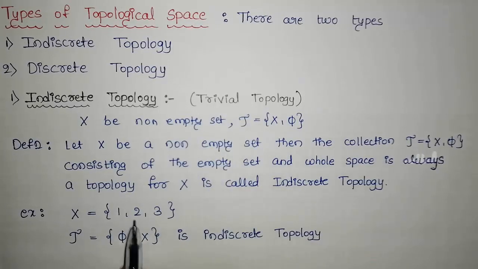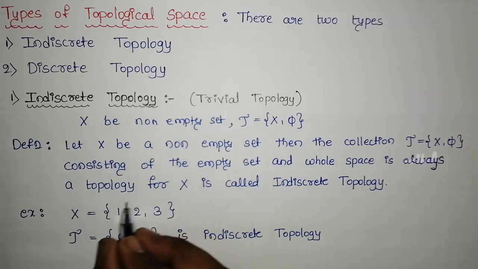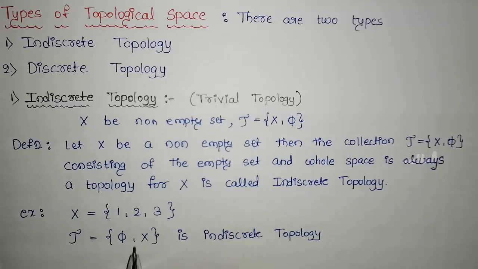Because X contains all the values, that is the set {1, 2, 3}, so phi, the null set or empty set, you can take that one. So here X is a non-empty set and phi is the empty set; it consists of both values. Here tau contains the empty set and the whole space, which is always a topology for X because it satisfies all the conditions of a topological space. That's why we are considering it, as the whole space is always a topology for X, and that's why tau is an indiscrete topology.